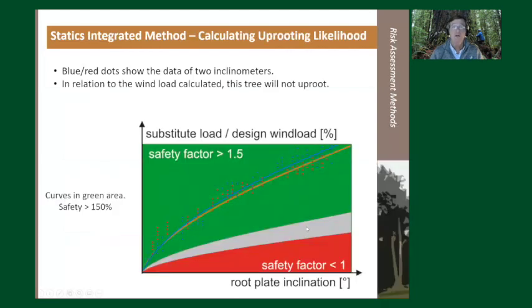So the results are actually presented graphically, like we see here. The division between 1 and 1.5 is at the red to gray zone, and the gray to green is 1.5 or higher. So if we see results like this, where all our results show up in the green area, that's a good tree and passes the test. And we would say, in terms of likelihood of failure, this is improbable.